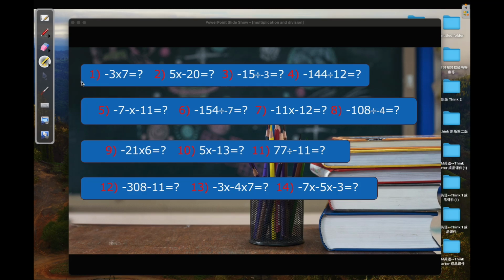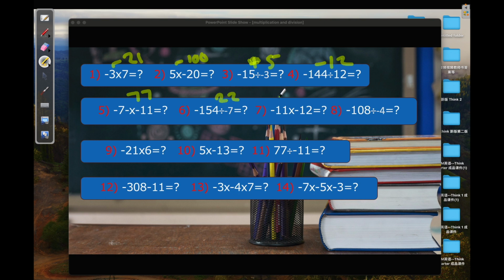Giving answers to the last home assignment. So here, number 1 is minus 21, number 2 is minus 100, number 3 is plus 5. Okay, let's put a plus here, plus 5. Number 4 is minus 12. Number 5 is 77. Number 6 is 22.